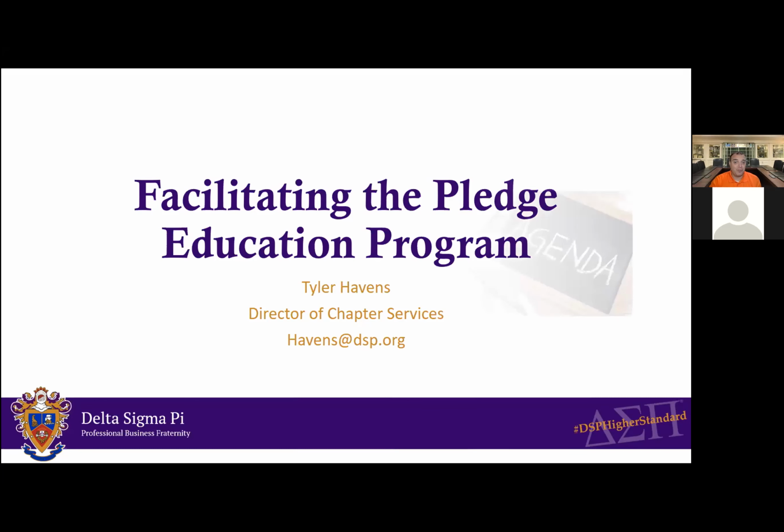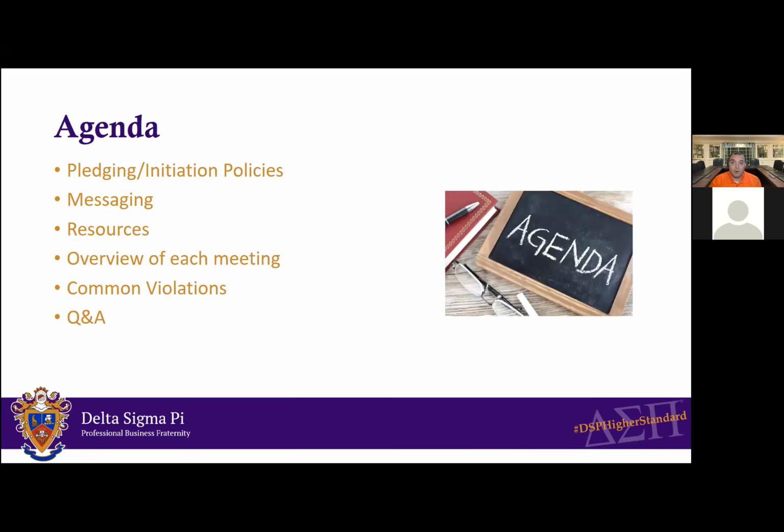Just a quick overview of our agenda for tonight. I'm going to start with reviewing our pledging and initiation policies and discuss the difference between the policies and the actual program curriculum. And then I'm going to jump into reviewing the messaging pledge educators and pledges receive throughout the program, resources for facilitating the program, a brief overview of each meeting, some common violations of the policy we've seen over the last year, and then we'll open it up fully for a Q&A for everyone. But again, as we go along, if you have additional questions, please feel free to shoot them in the chat. Aaron will get them out, or unmute and ask away.